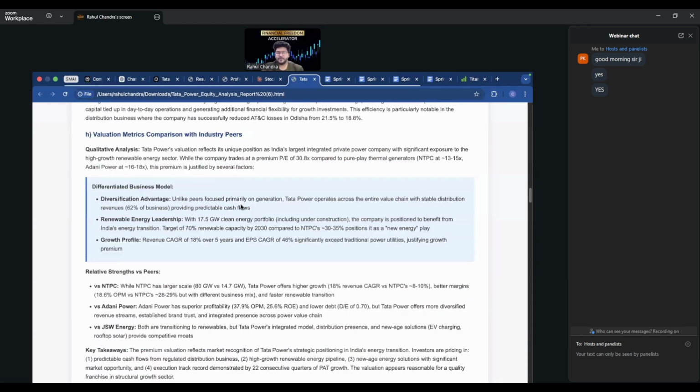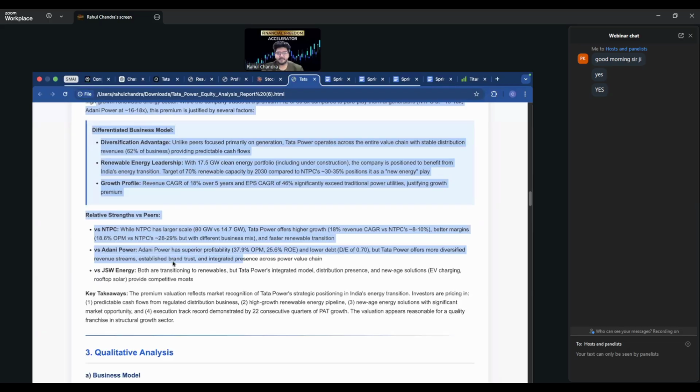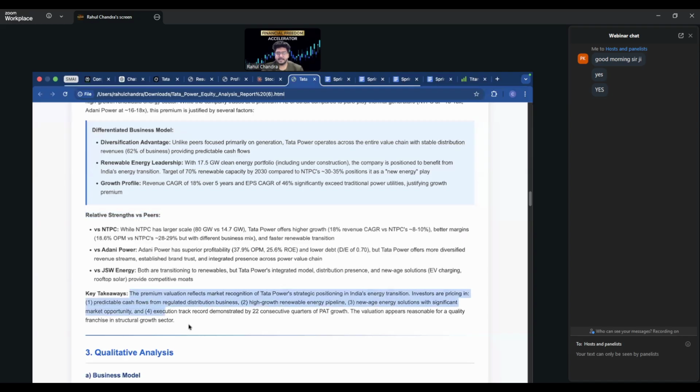And not just valuation metrics, right? It compares with industry peers as well. For example, versus NTPC, Adani Power, JSW Energy. Where does it have relative strength? It helps you understand it in simple English.